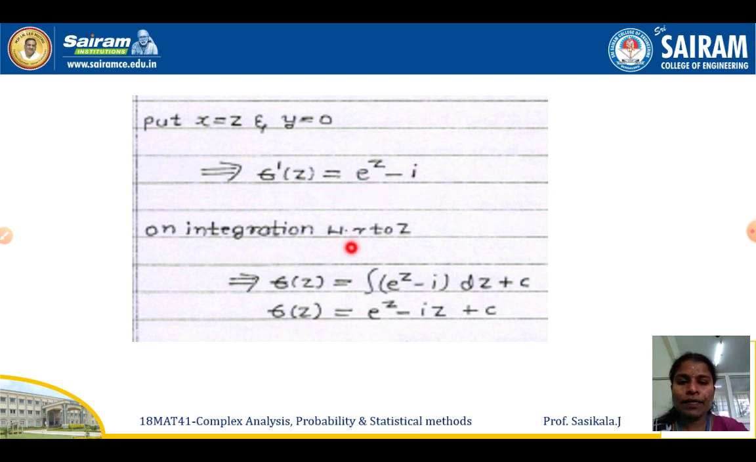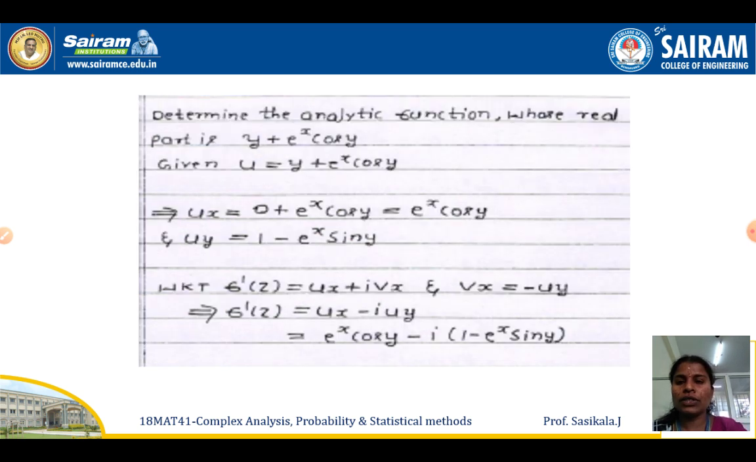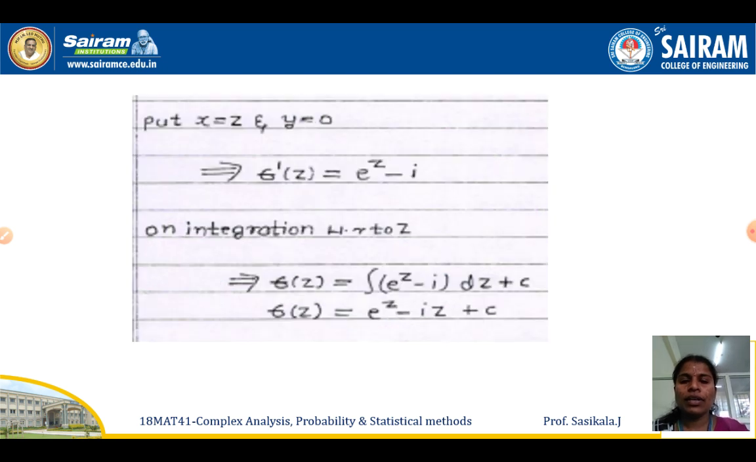On integrating with respect to z, we can integrate the term with respect to z. What will I get? f of z is equal to the integral of e to the power of z minus i dz plus c. Integration of e power z will be e power z. Then minus i into integration of dz will give z plus c. Okay. So if you integrate, you will get f of z is equal to e power z minus i z plus c. That is what the question asked, to determine the analytic function where the real part has been given.